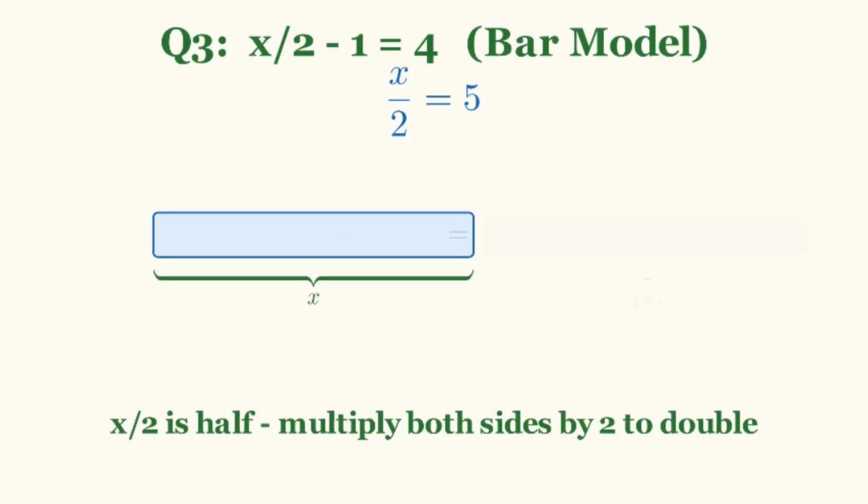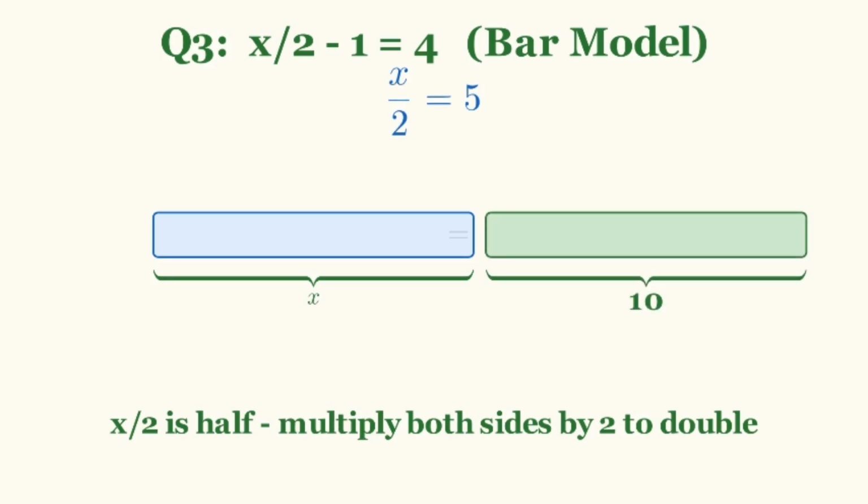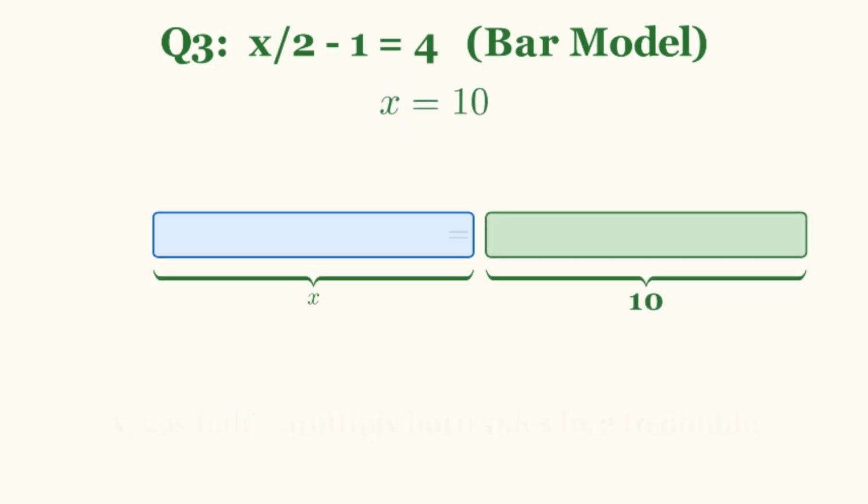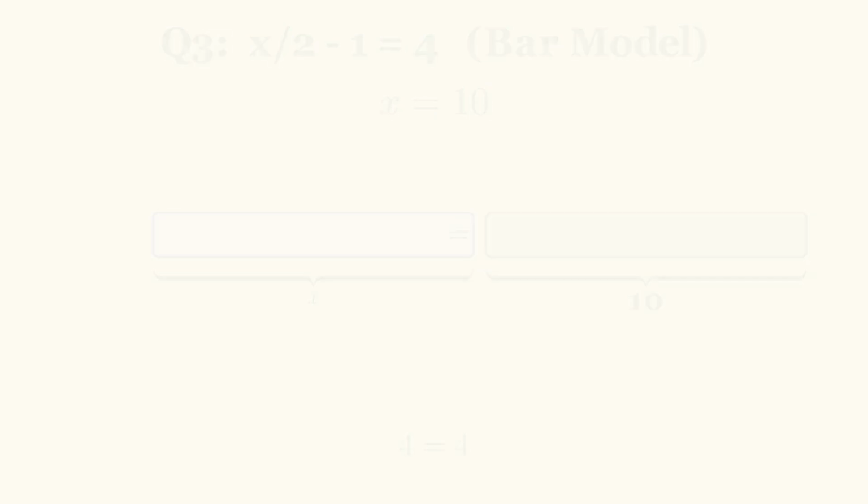But x over 2 is only half of x. So we multiply both sides by 2 to make a whole x. The half bar doubles into a full bar, and 5 doubles into 10. X equals 10. Check. 10 over 2 minus 1 equals 4. 4 equals 4. Done. Last main equation.